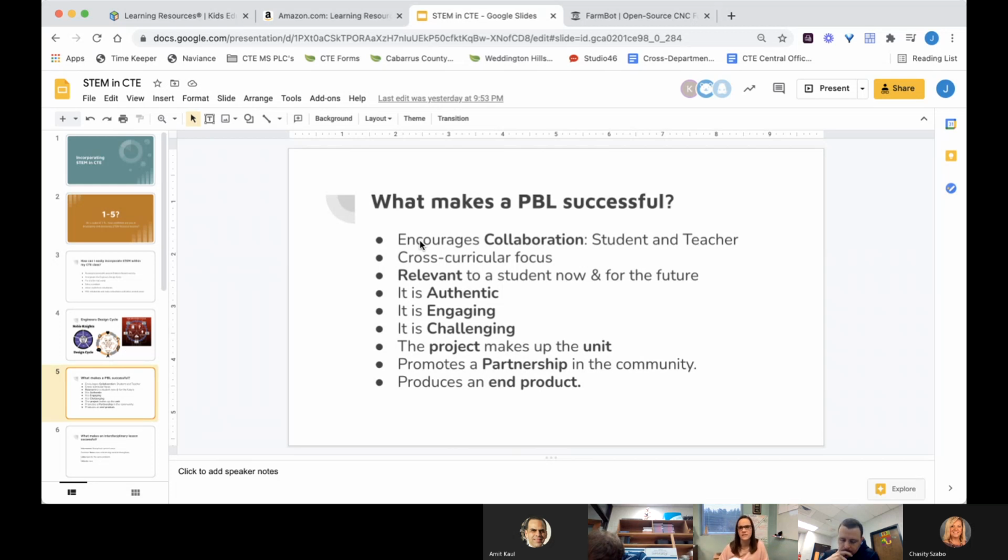So what makes a PBL successful? Encouraging collaboration, and this is definitely between the teachers and the students. I talked about that a little bit earlier. Collaboration is definitely a big part of STEM, and it's a big part of just a PBL unit in general. You definitely don't want students working by themselves. There are the students that do like to do that, but the whole point is two minds are better than one kind of a thing.